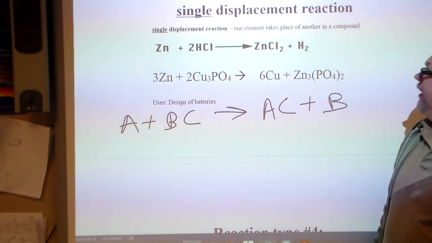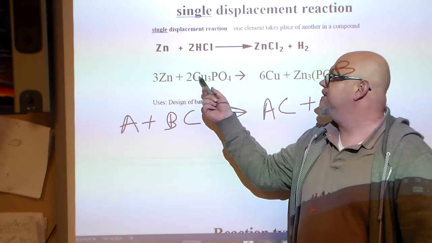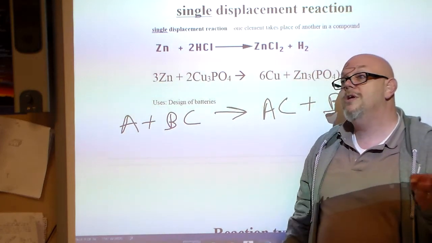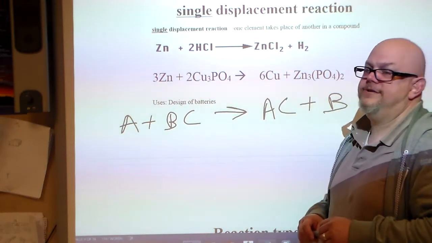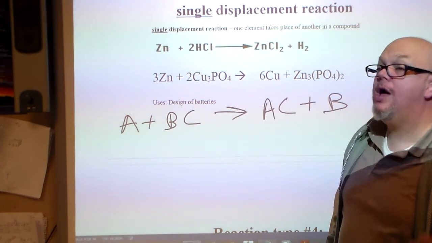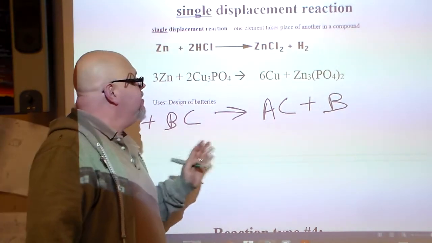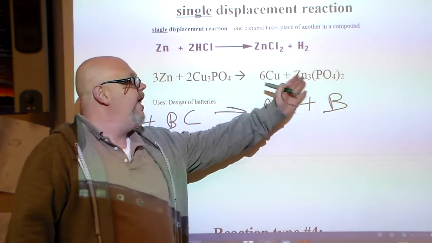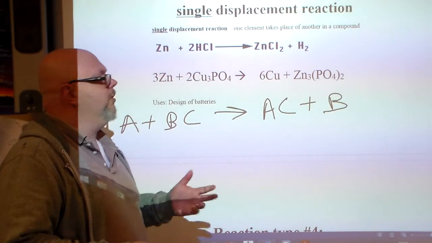Why would we have something like this? In this reaction, 3 zinc plus copper phosphate gets us 6 copper and zinc phosphate. We were interested in extracting the copper from the copper phosphate, and the only way to do that was to add some zinc. It doesn't tell you the process, like heat, what temperature, how long. It just tells you that if you add zinc to copper phosphate, you get copper and zinc phosphate out of the whole deal.